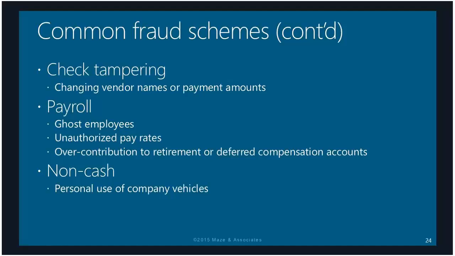Another scheme is to actually over-contribute to the retirement or deferred compensation accounts. Again, it may not be a personal gain right at this moment, but it's definitely still a personal gain many years down the road. So that's something that people really need to be vigilant about. Other non-cash fraud schemes, again, we've talked about it, include the personal use of company vehicles or personal use of credit cards and such.